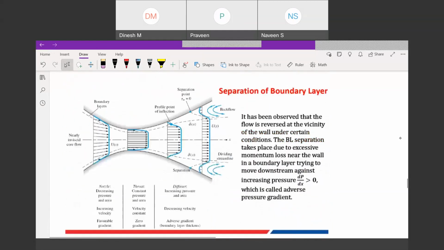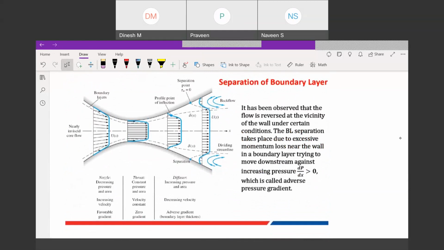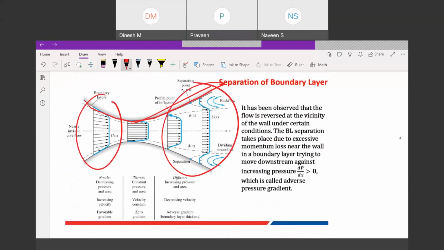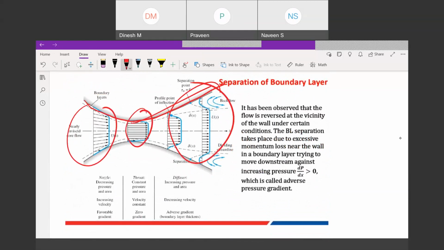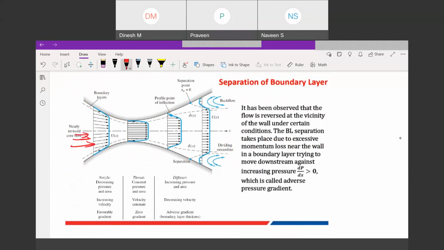So what happens in a nozzle, like this is my nozzle, this is the nozzle part and this is the diffuser part. Okay, so this is the nozzle, this is the throat, and this is the diffuser. What happens? You see, when fluid is flowing in this direction, velocity is increasing and pressure is reducing. Velocity increases, pressure reduces. With the help of Bernoulli's equation, you can explain this. So when it is convergent, velocity increases.